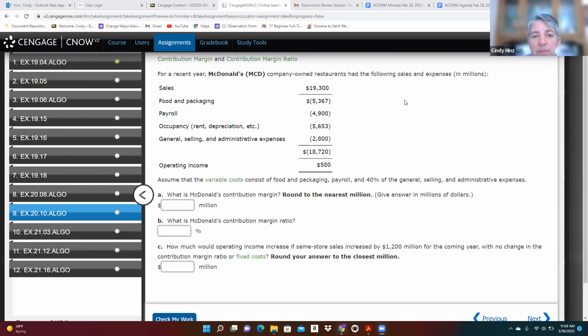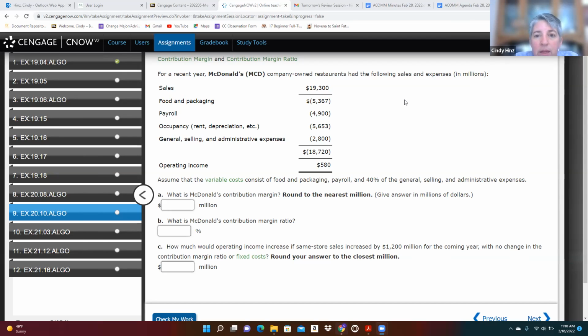So for a recent year, McDonald's, and MCD is its trading symbol. So if you were to look on a stock ticker, you'd be looking for MCD to find McDonald's share price. McDonald's company-owned restaurants had the following sales and expenses in millions. Just as a reminder, we've talked about that before. Some organizations like McDonald's have company-owned restaurants, and they also have restaurants that are operated as franchises by independent owners.